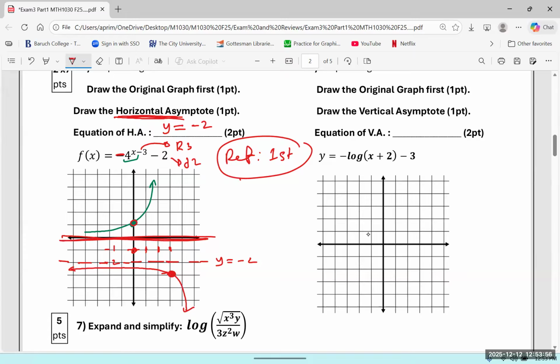The original is increasing, so its reflection must be going downward. So if this is the original one, this should be the reflected one. So this is 4 to the x, this is -4 to the x. So you're drawing this shape after you move your y-intercept to the new position and then draw this reflection. And that's why you need your wall, because otherwise you may cross it, but you're not allowed to cross the wall.